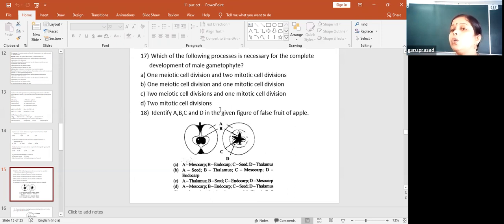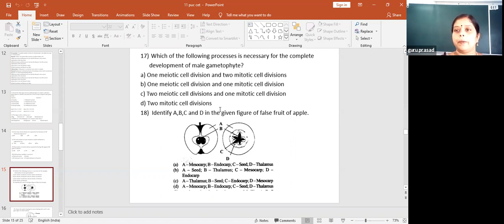Inside the microspores, two cells form when pollen grains are produced: a vegetative cell and a generative cell. The generative cell involves in one more mitotic division and produces two male gametes. So here, one meiotic division and two mitotic divisions. So which is the correct option for this question?